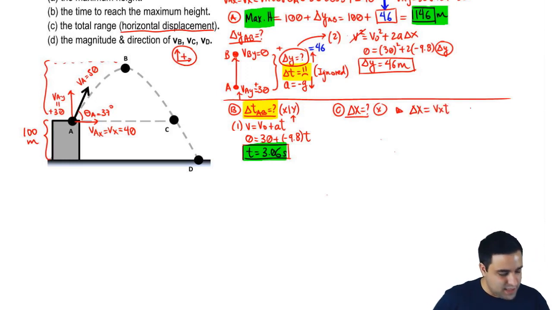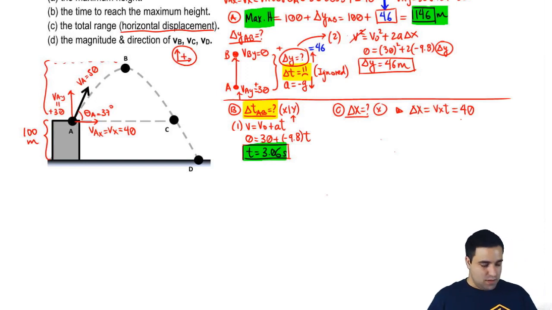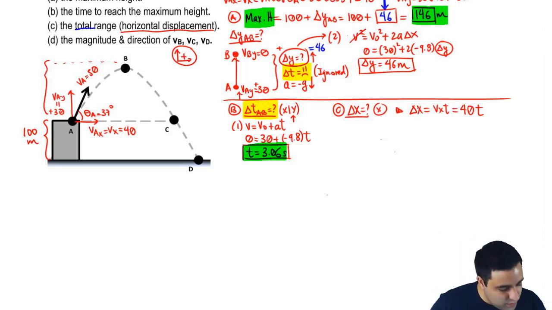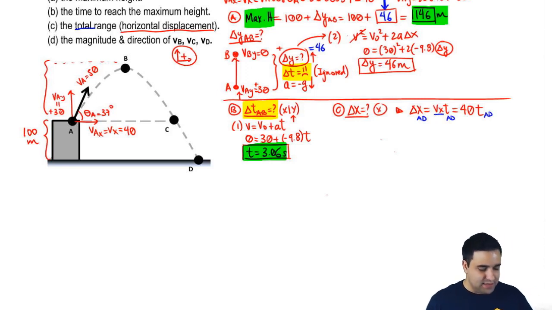Vx is always the same. In this case, it's 40 t. Okay? Now, I don't have t because if you're careful here, this delta x is actually the entire total range, from A all the way to D. So if I want delta x from A to D, Vx is always the same, but I need to use the time from A to D. And I don't have the entire time from A to D, I just have the time going up. So that's what we're going to have to find first, okay?